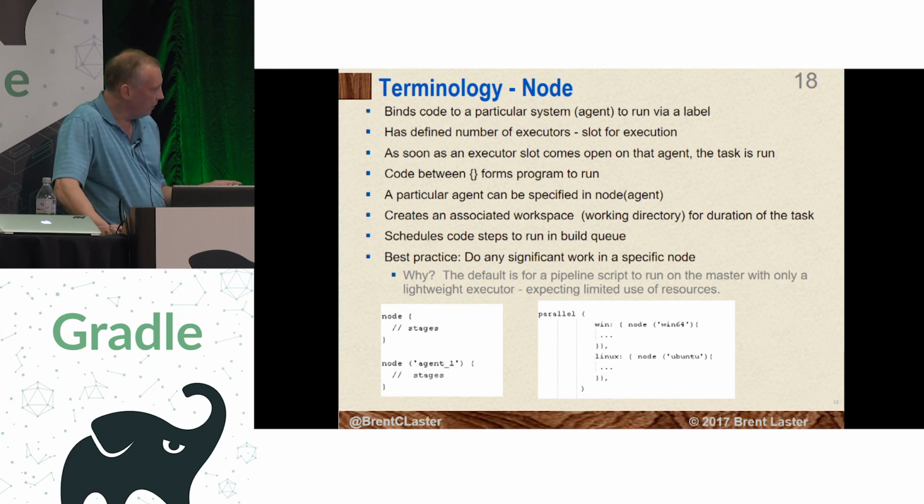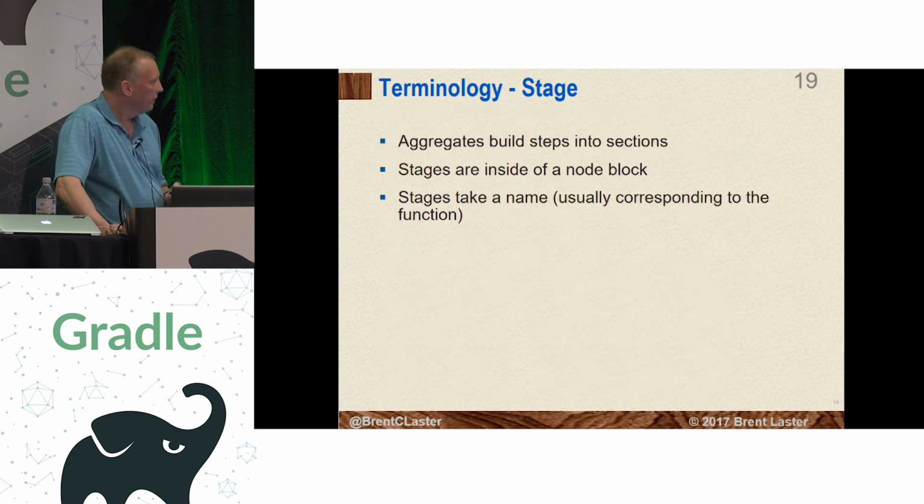And then in the parallel step, which we'll talk about a little bit later, you can actually define separate nodes to run the parallel branches on. You probably typically want to do that. You don't want to have everything trying to run on one node in a parallel case, or else you're going to get a bottleneck there. So you can define different branches.